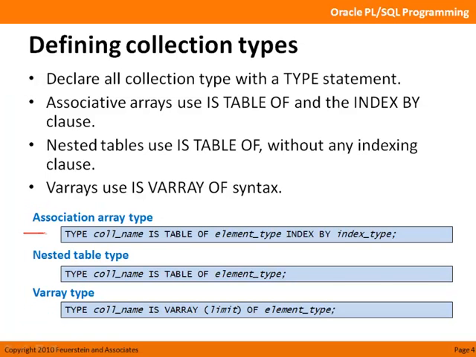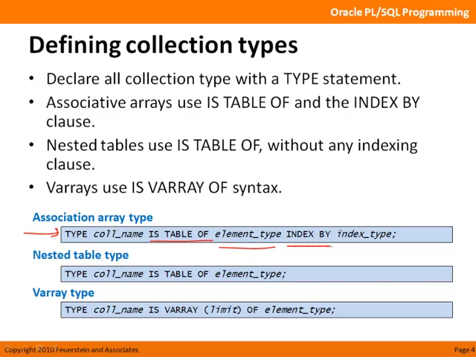So with an associative array, you use the type keyword to indicate you're declaring a new type for PL/SQL, and then is table of. Now you might wonder, why doesn't it say is collection of? And that's because the syntax is from all the way back in Oracle 7, and back then these were called PL/SQL tables. So it's a table of. The data type, is it a table of strings, of numbers, of dates?